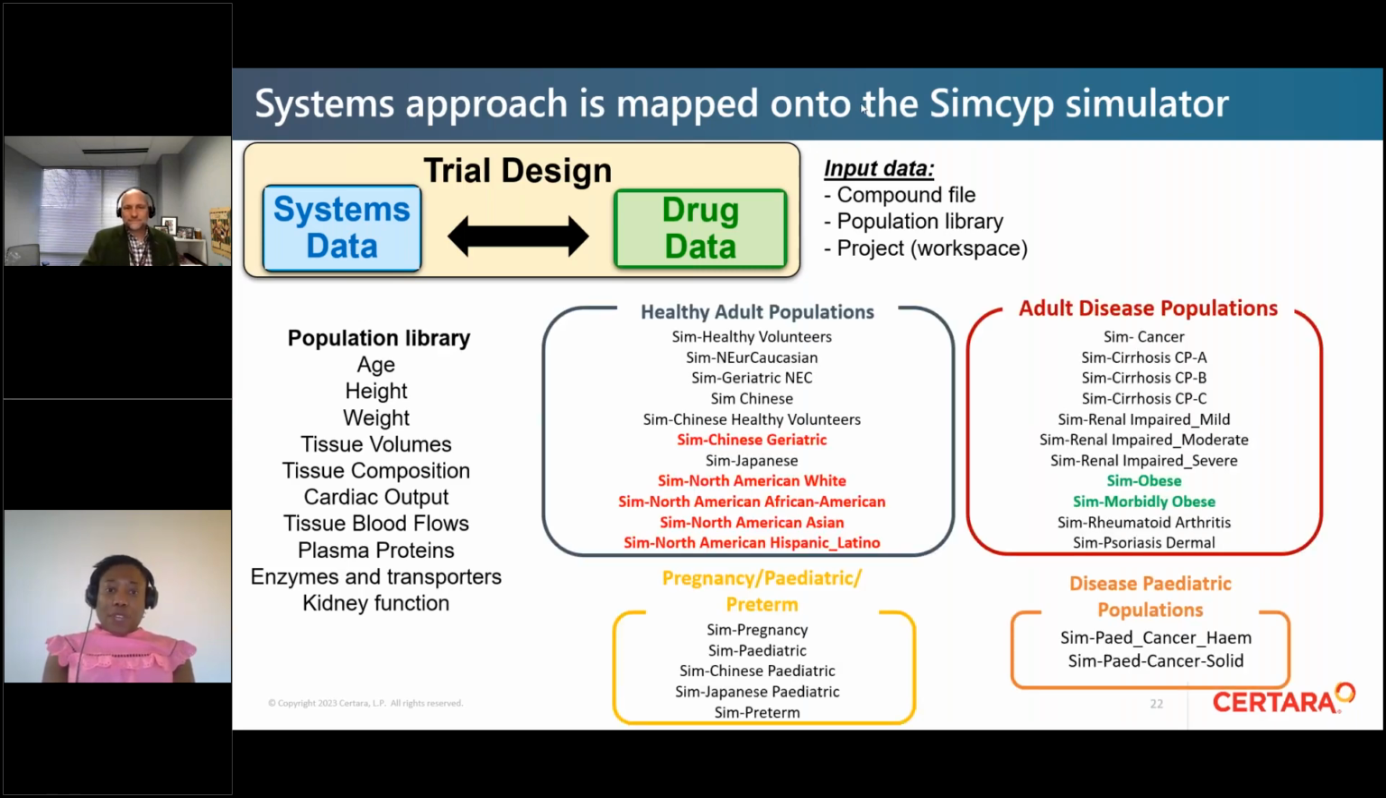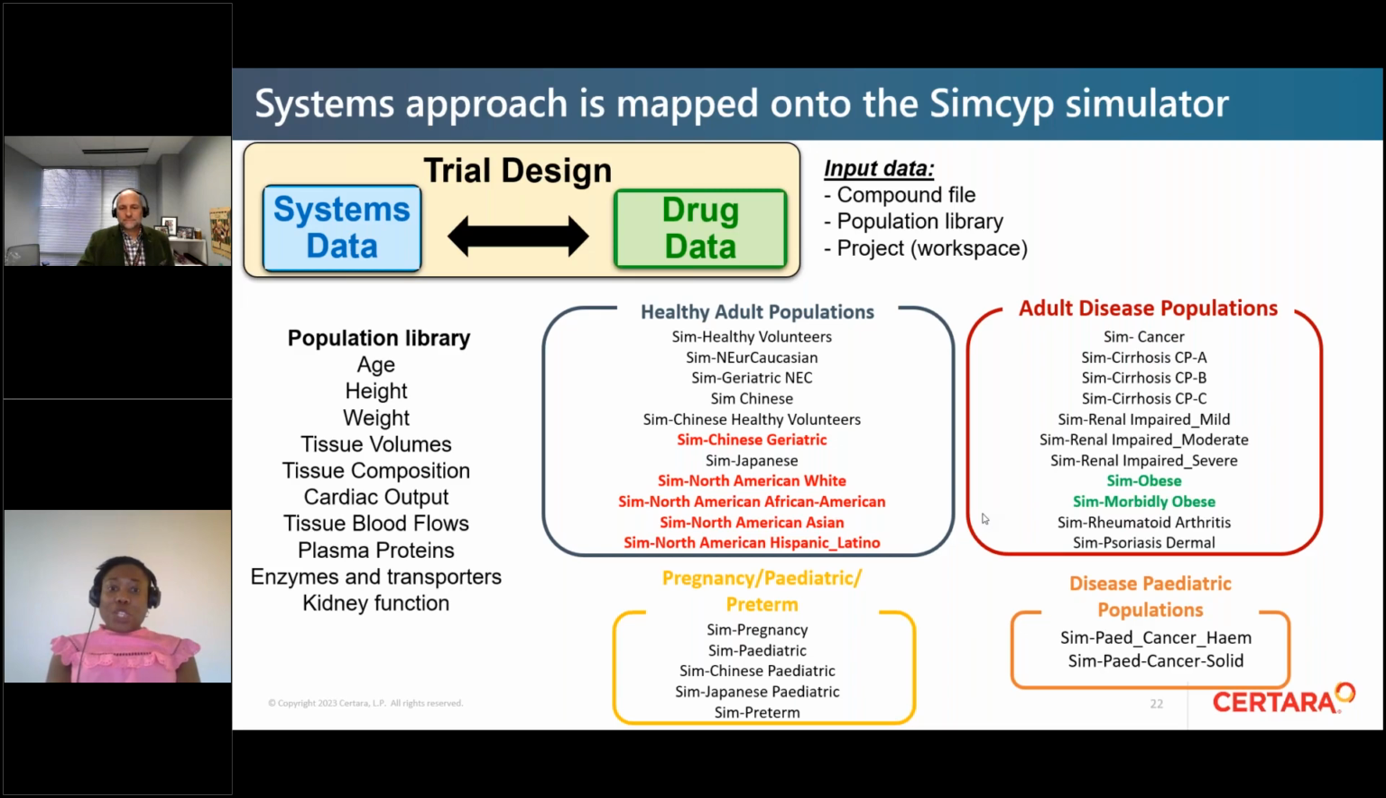So what we did for version 22 is that we added 5 new populations to the Simcyp library. These are the populations that are highlighted in red. So we added a geriatric population, and then we added 4 distinct North American ethnic populations, and I'll explain why we did that in a minute. So that brings the total number of populations we have in Simcyp to 29, which you will agree with me is quite a number, and we're always increasing this number every day.